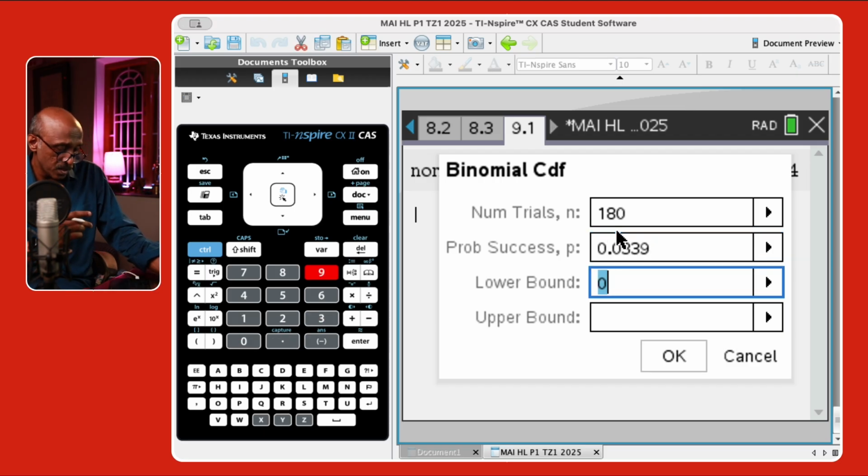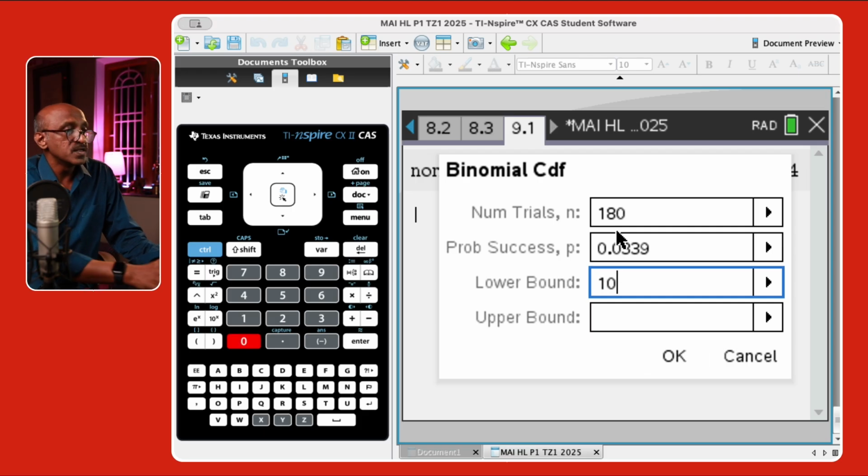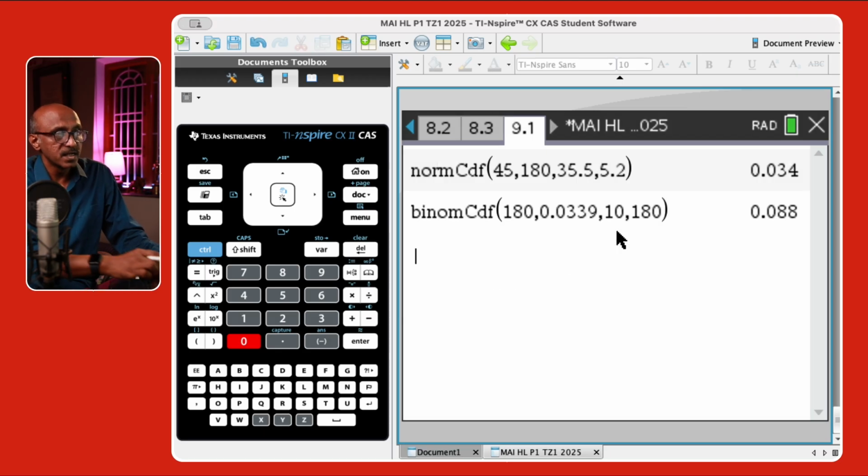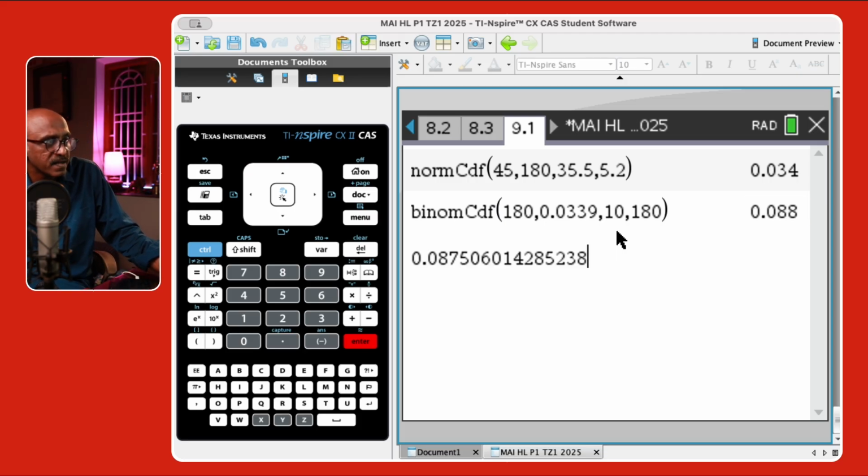0.0339. Low bound is 10, and the upper bound is 180. Again, I've explained how and why, because total number of days, and that is 0.088. And what is the 3 SF of 0.0875? I think we can enter it as 0.0875.